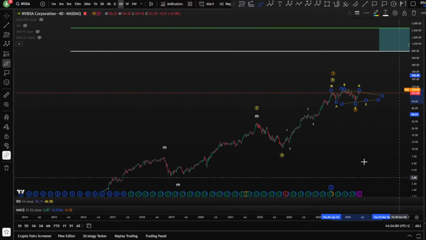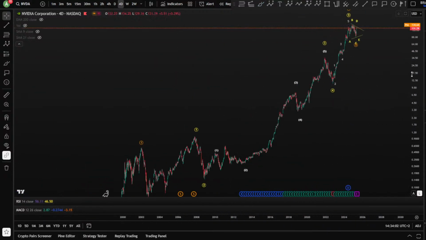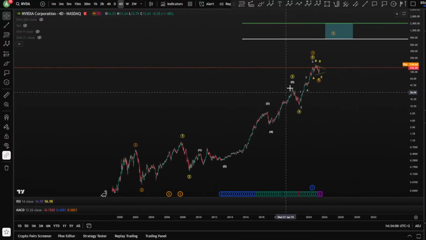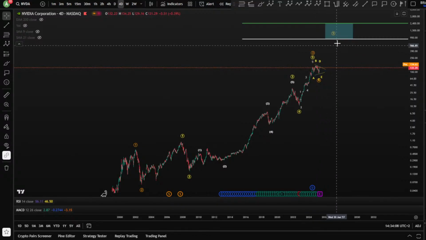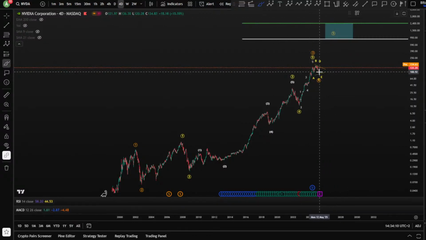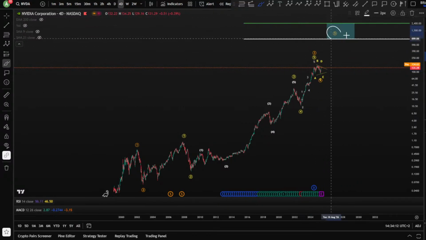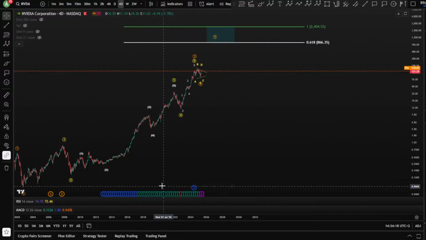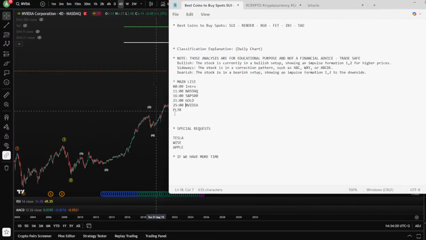All right. I like Nvidia because, of course, it is a very impulsive chart. Very impulsive chart. 1, 2, 1, 2, 3, 4, 5, 4, and a 5. We finished right now the wave 4. We're looking for a wave 5 toward the upside. Main targets 866. Very nice. All right. Next is Palantir.